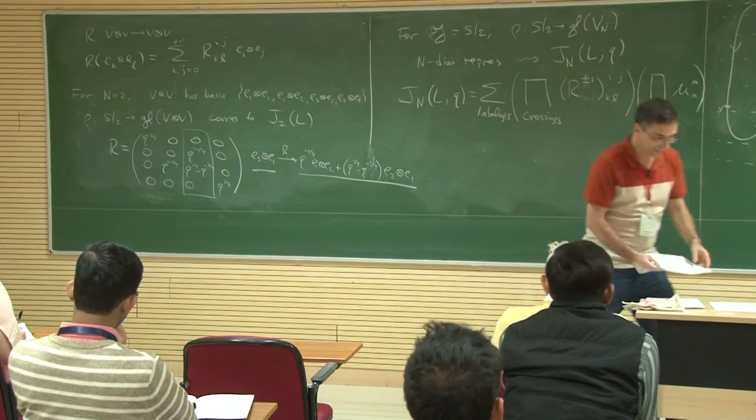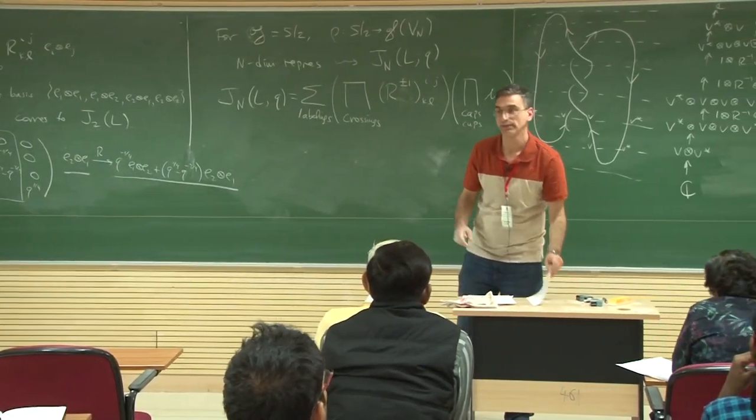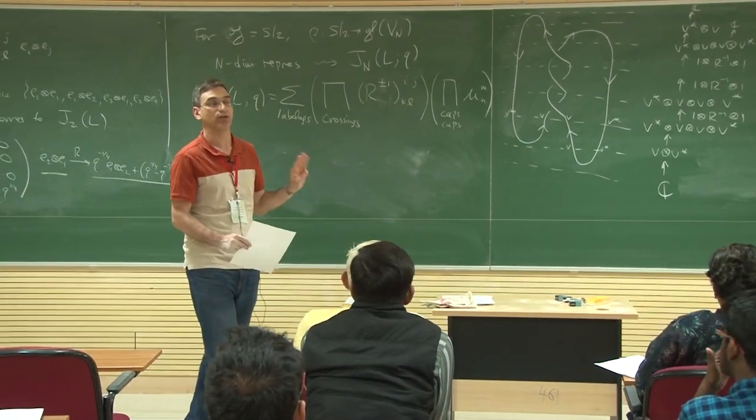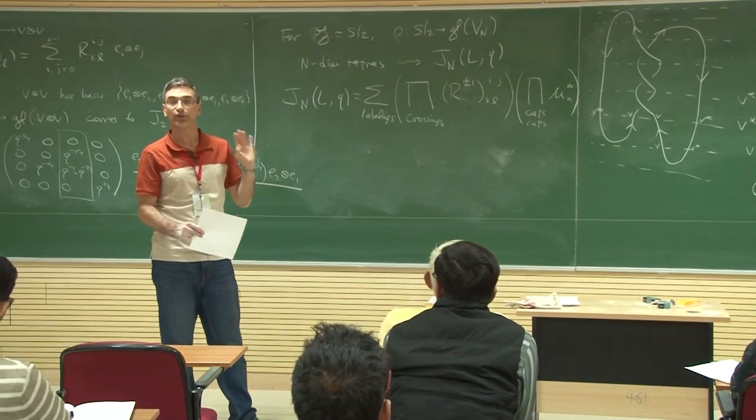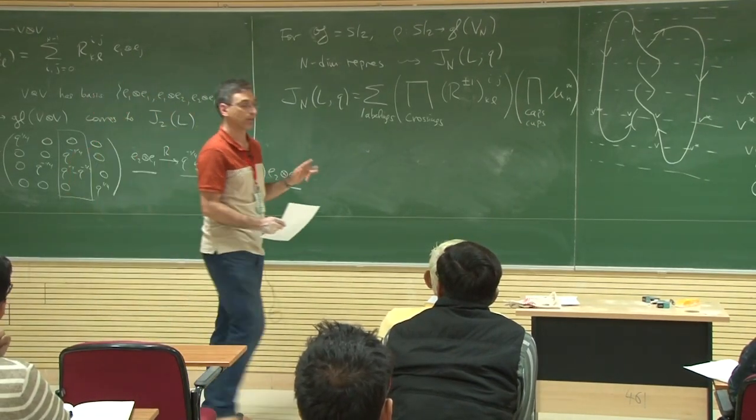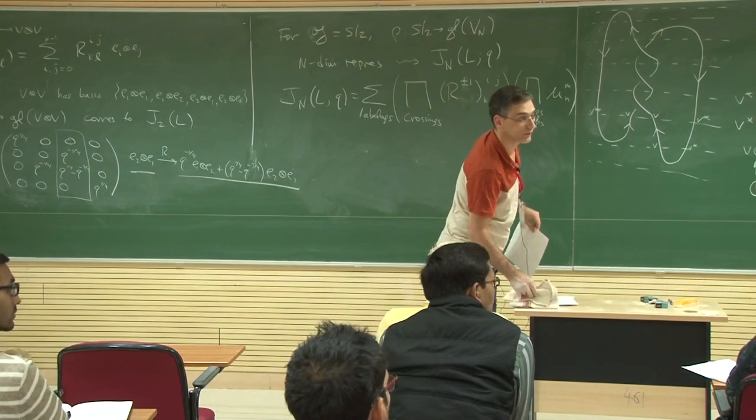All right, let me end with one more. This is interpretation number two. Let me end with the third interpretation of the color Jones polynomial. And the third interpretation of the color Jones polynomial is due to Kirby and Melvin. And that's the cabling formula.